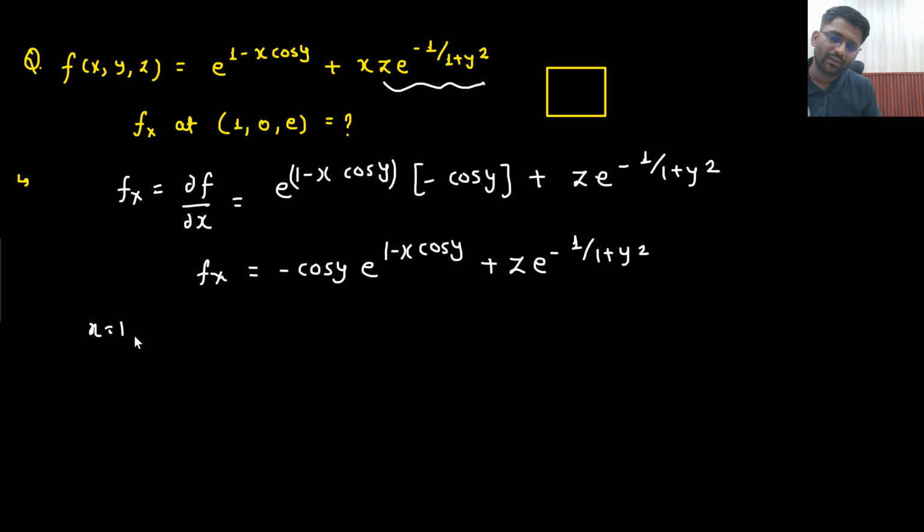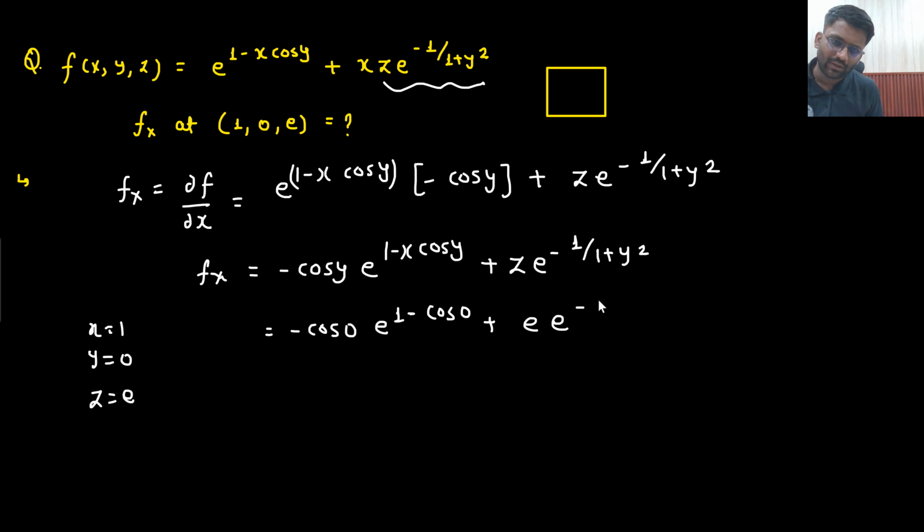Where you need to check is x = 1, y = 0, and z = e. So y = 0, x = 1, z = e. Cos 0 is 1. Cos 0 is again 1, 1 minus 1. Basically, what will this become? e to the power 1 − 1, so it will become e to the power 0. What is e to the power 0? e to the power 0 is 1 only.